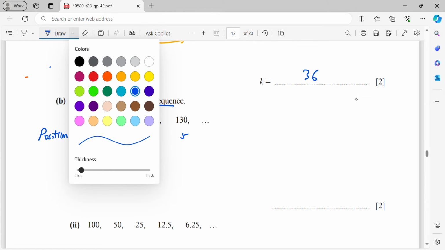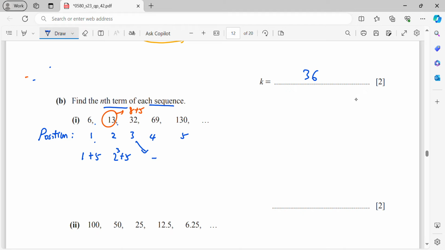Then this 32, I will say that it is plus 5. If I write 2, it is not enough, because 32 is 27 plus 5. So to get 27, it is not 2. It will follow the position here. Position is 2, here is 2. Position is 3, then I should consider 3. So 27 is 3 cubed. That means the next one is going to be 4 cubed plus 5. You can check: 4 cubed is 64, 64 plus 5 is 69, and so on.